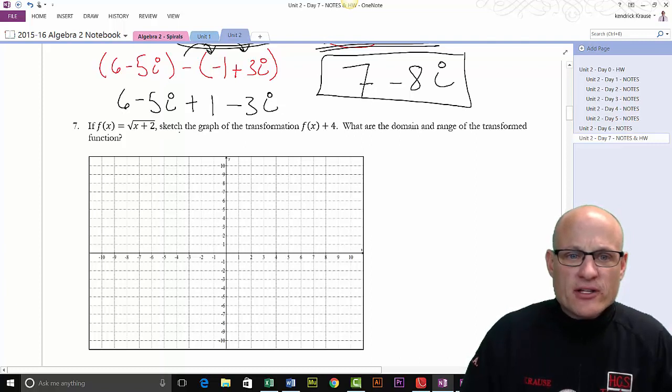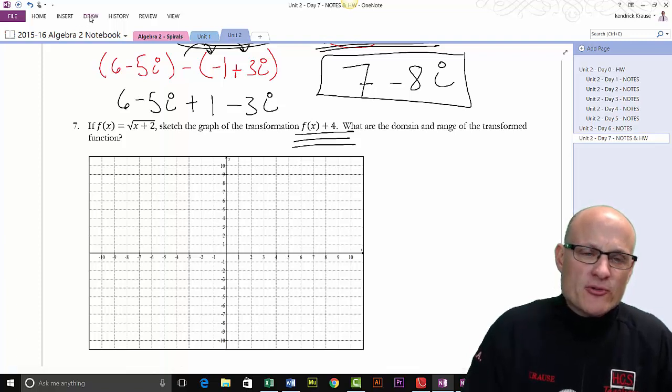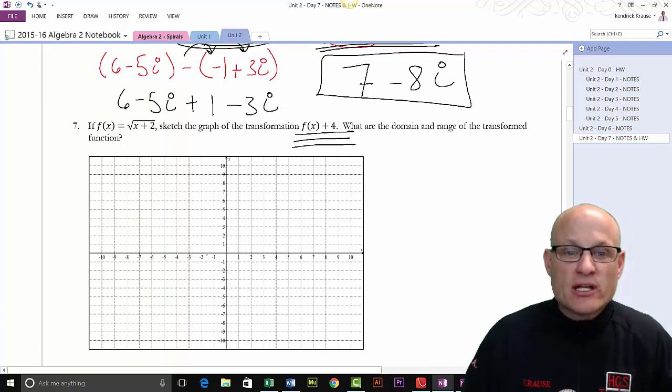If f of x equals that, sketch the graph of the transformation of f of x plus 4. What are the domain and range of the transformed function? Well, you know what I'm going to do first? I'm first going to graph what I was given, then I'm going to erase it. So this is x plus 2. The only shift is we're going to move to the left 2 units.